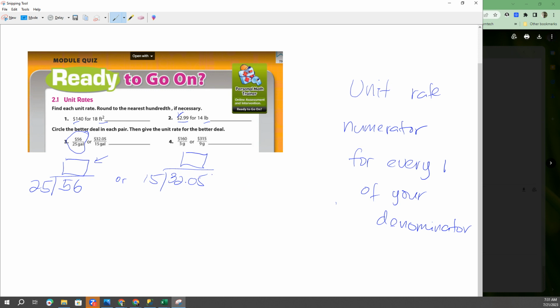So that's what you need to do. Find out which one will be a smaller value. Remember, better deal means less expensive. Okay, that is if you have to pay.